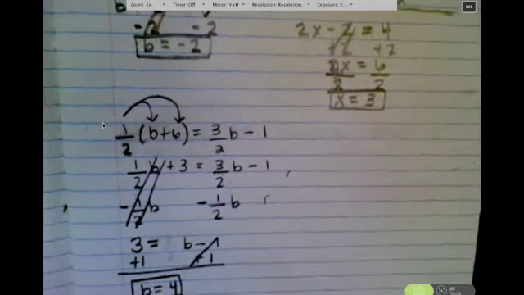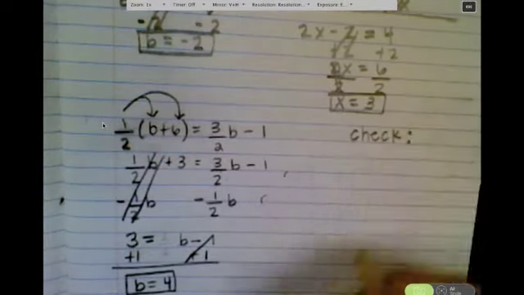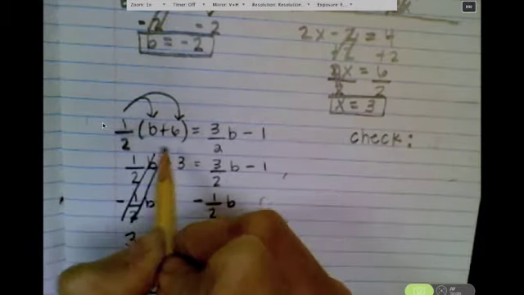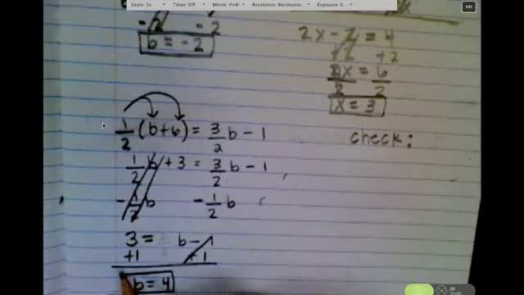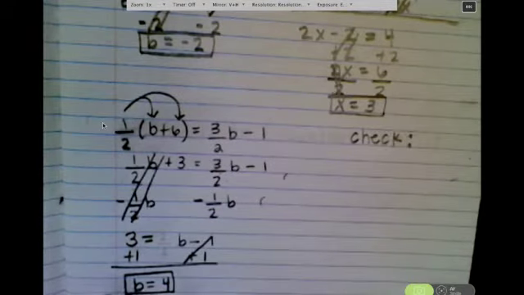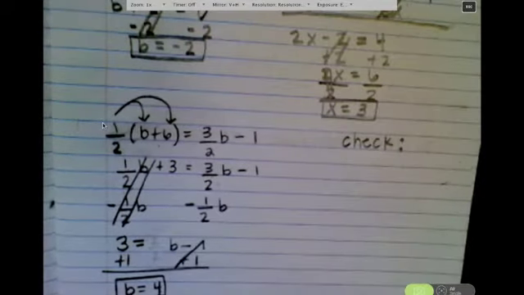Now let's check that problem since it had quite a few steps. When you check, you always want to plug it back into the original problem, because if you messed up distributing and you plug in your answer here, you're not going to catch that mistake. So to check, we're going to plug in 4 to the original problem and make sure that it works.